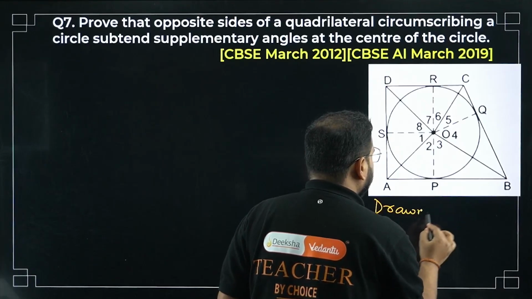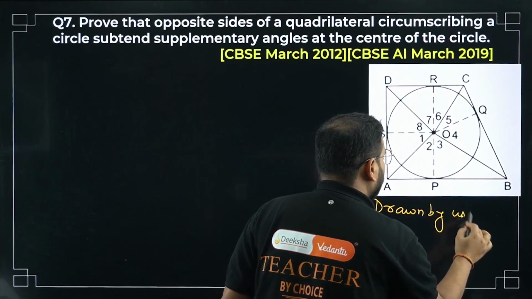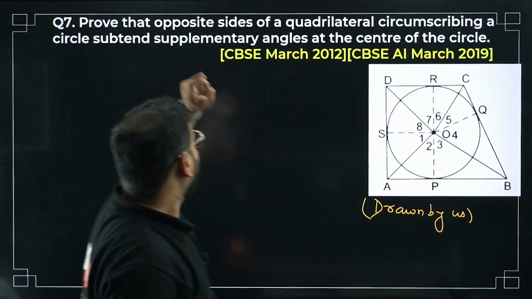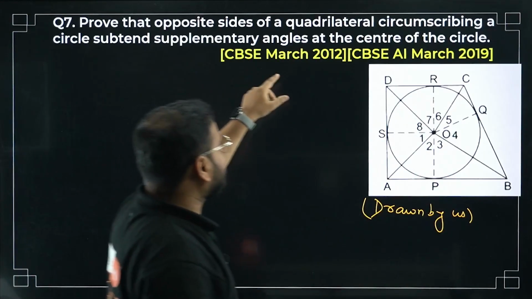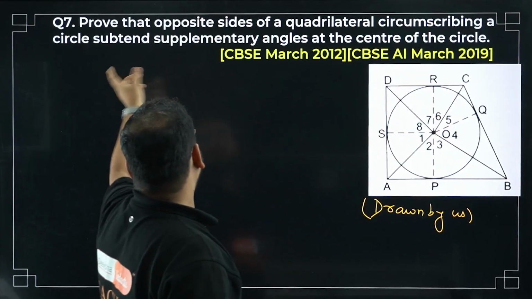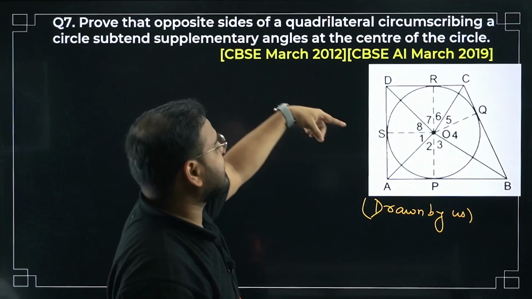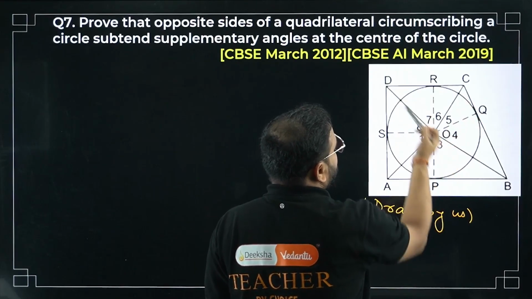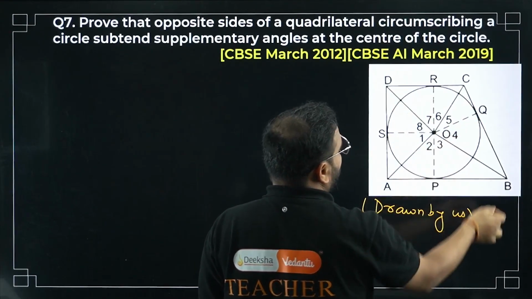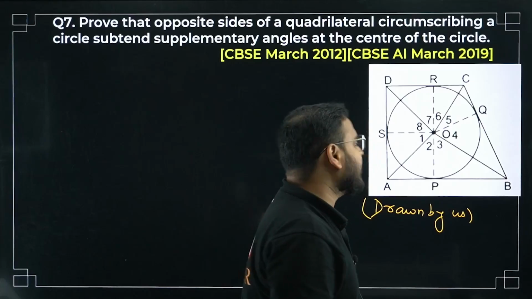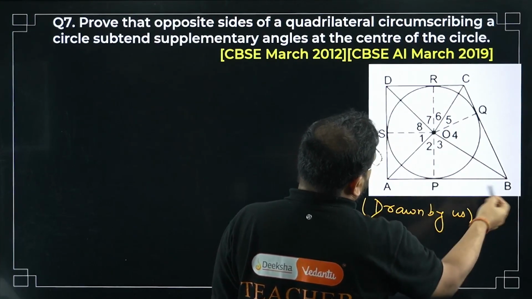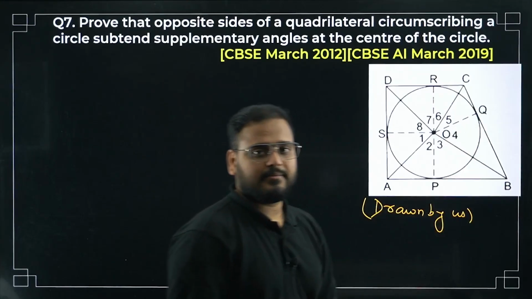The figure is drawn by us. They will not give you the question figure, okay? Only the statement will be given: Prove that the opposite sides of a quadrilateral circumscribing a circle subtend supplementary angles at the center. Basically, they are asking that angle COD plus angle AOB is what? 180 degrees, or angle AOD and BOC will also be 180 degrees. That's what they're asking, okay?